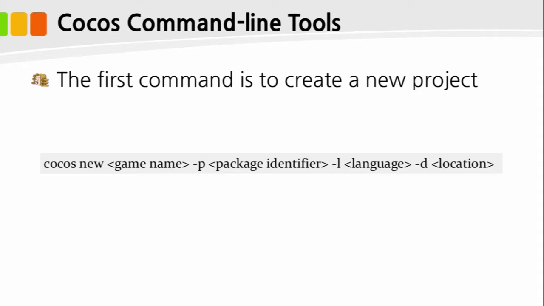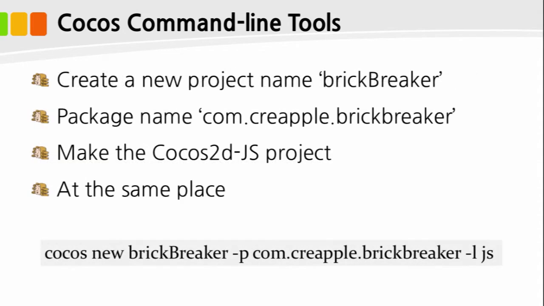-d, we can specify a specific location, but we can ignore this option if we generate the project in the same place. Okay, now let's make a brick breaker game project. First, the project name is brick breaker and the package name, let's make it a unique name, com.creapple.brickbreaker. Of course, you can change it. And second, we will use JavaScript and we will generate it in the same place. Then we just say it this way: cocos new brickbreaker -p com.creapple.brickbreaker -l JS. That's all.